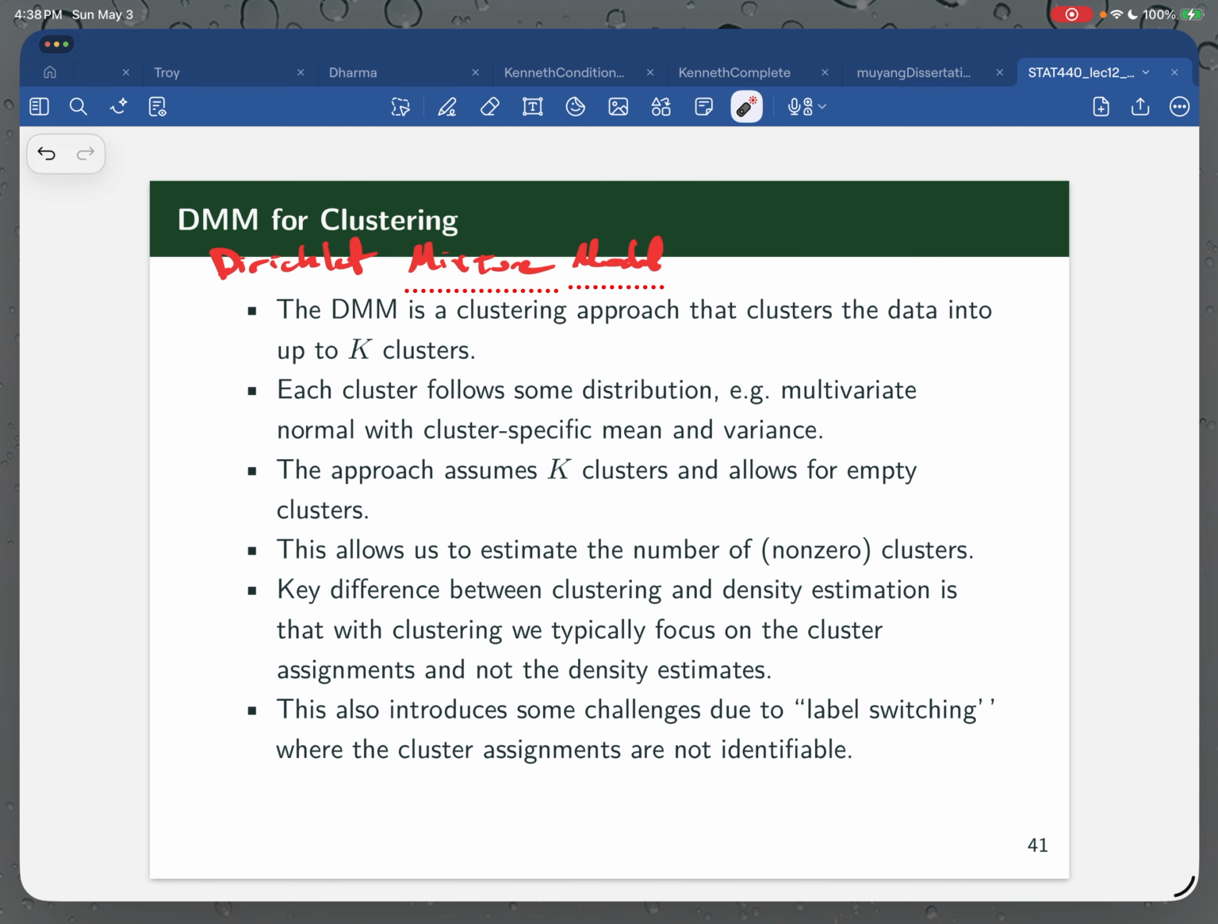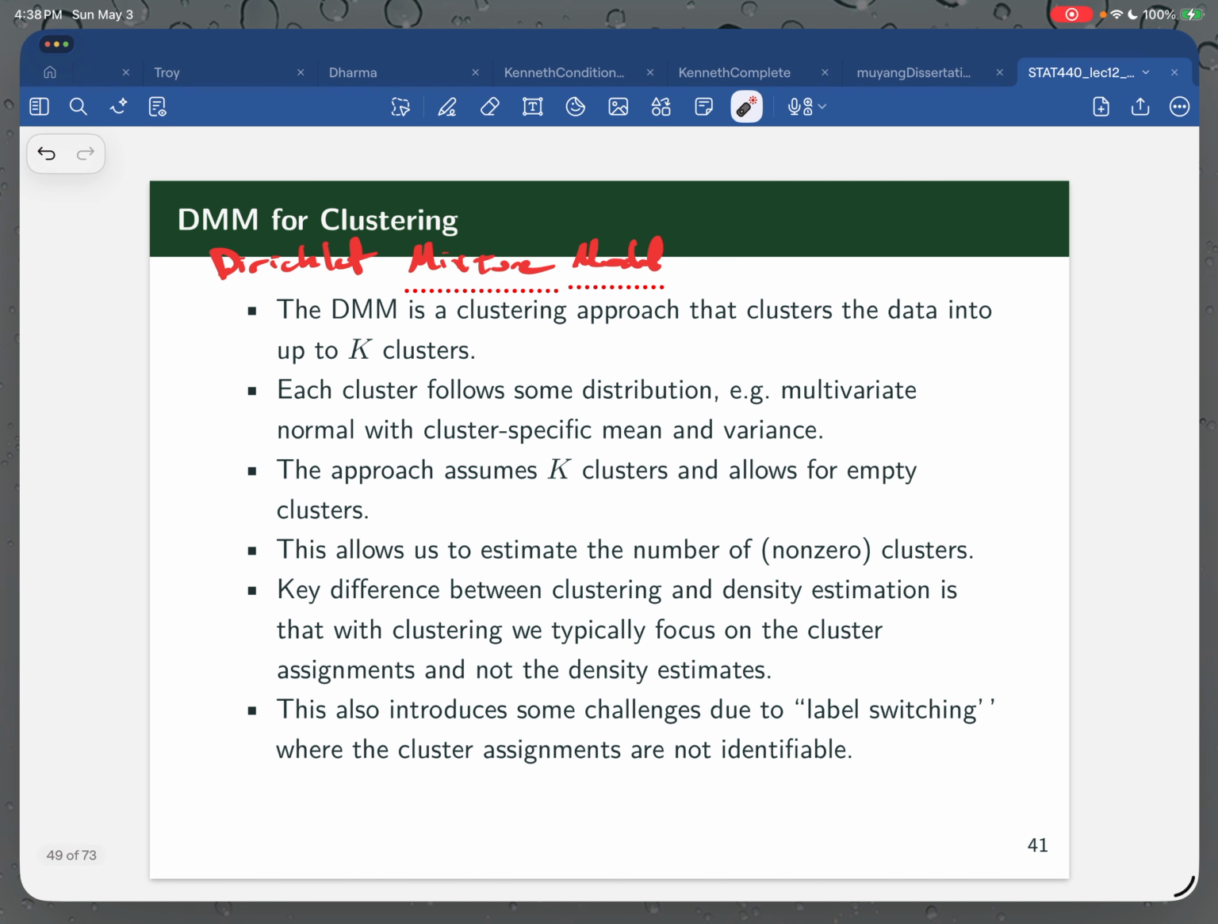Let's see. So our quantity of interest is the cluster assignments. This is different than estimating the density. What we want to say is this group of data is cluster 1, this group of data is cluster 2. And as you'll see, there's a little bit of challenge to assigning a data point to a cluster because as our MCMC runs, a data point can move from one cluster to another cluster.